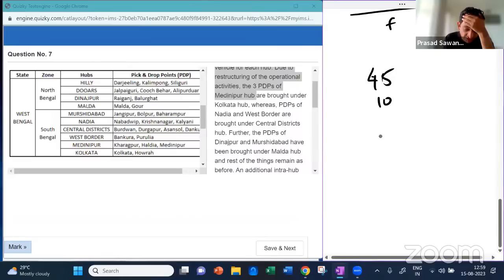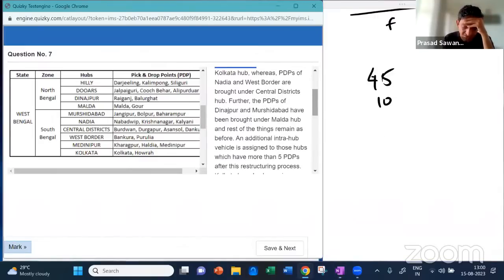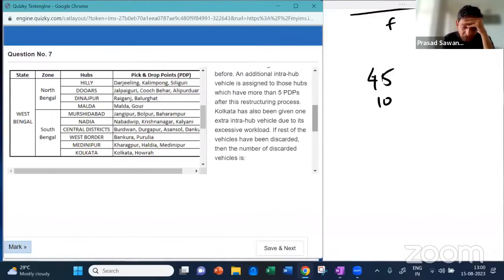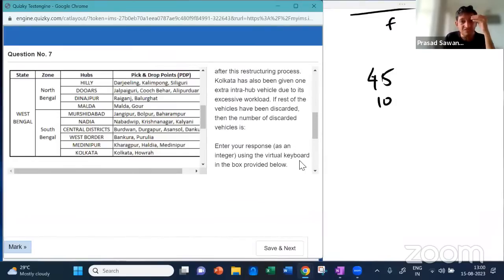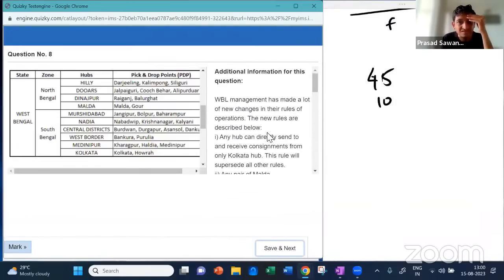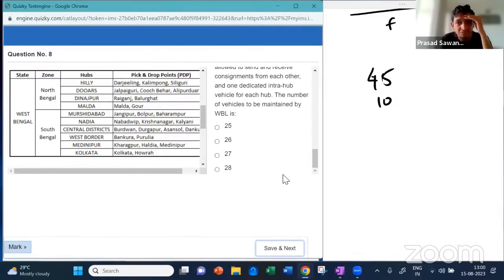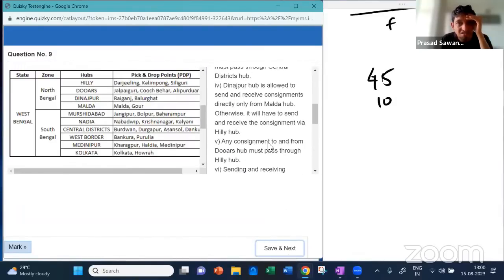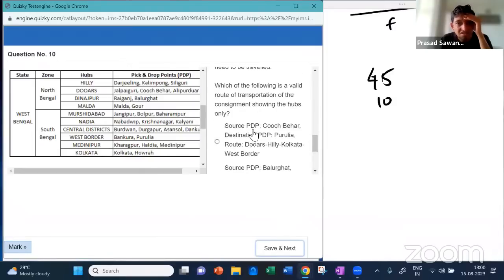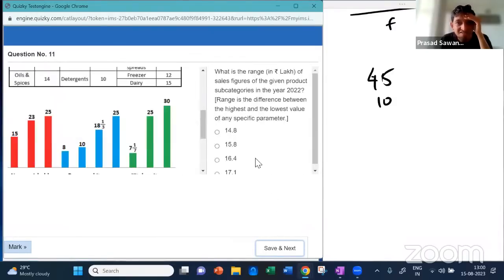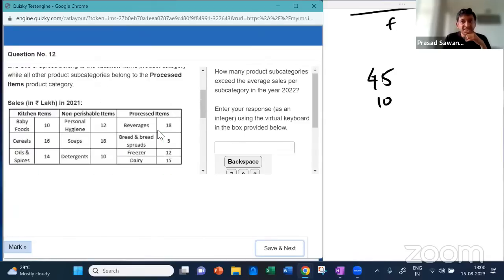PDPs of Dinajpur and Murshidabad have been brought under Malda hub. What is in? I don't know. It has made a lot of changes. I am not very happy with a lot of changes. Again, a lot of changes don't really help us. Yeah. Okay, let's see. Leave this one. In the next one, product categories exceed the average sales per subcategory in the year 2022.